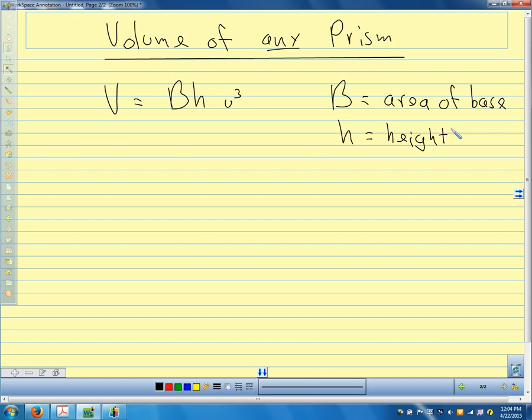Our key here, just like when we're talking about surface area, is the area of the base. We have to find the area of the base. If our base is a triangle, we have to find the area of the triangle. If it's a trapezoid, we have to find the area of the trapezoid. If it's a parallelogram, we have to find the area of the parallelogram, etc. So the base is really our key. But it's a nice, easy formula. All right, so let's start off with an easy example. We want to find the volume.